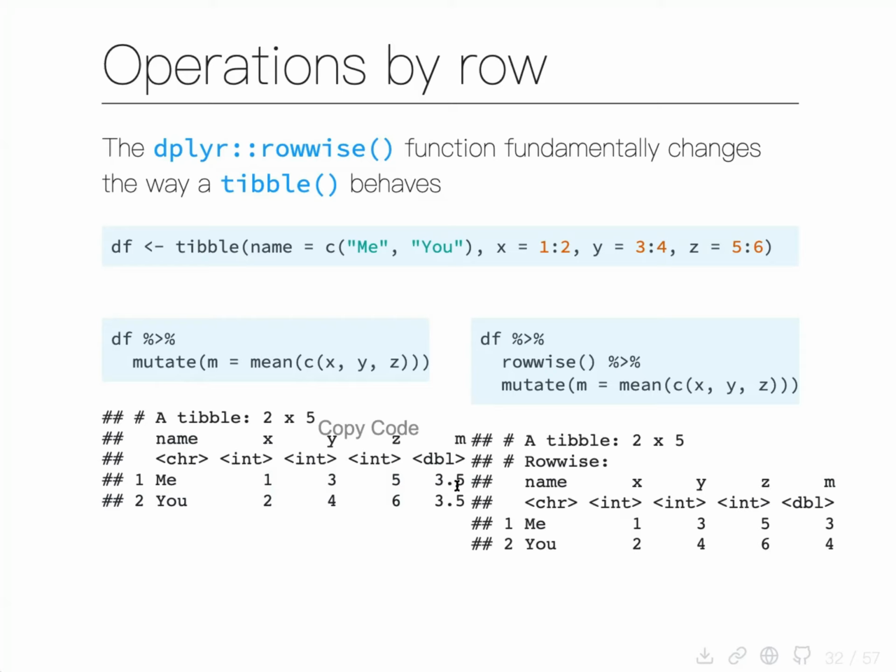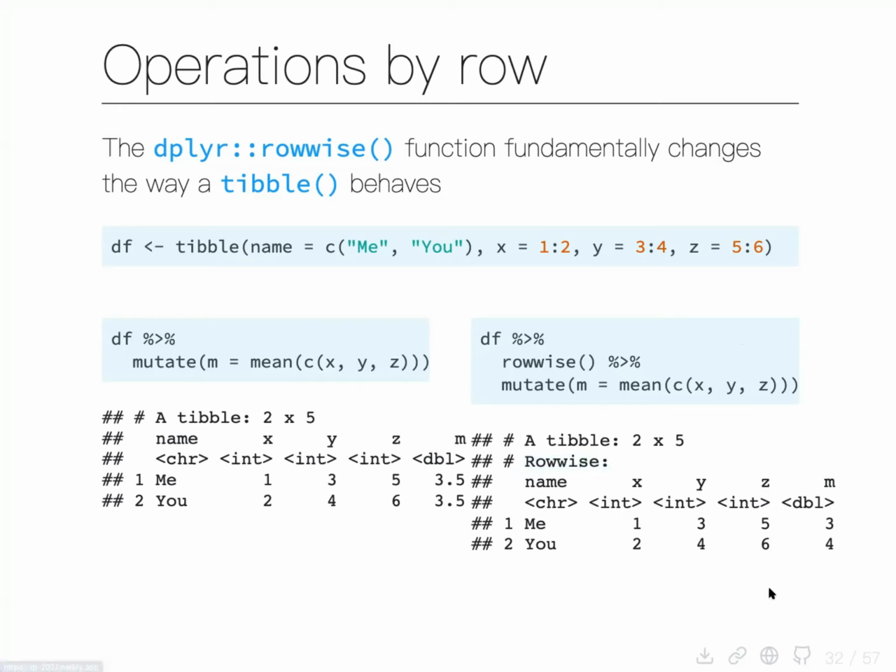Row-wise makes it behave more like you would expect. Okay, so I say df row-wise, and then notice it gives you this little message, not warning, that this is a row-wise data frame. And then when you compute the mean, it's going to actually do what you would expect.